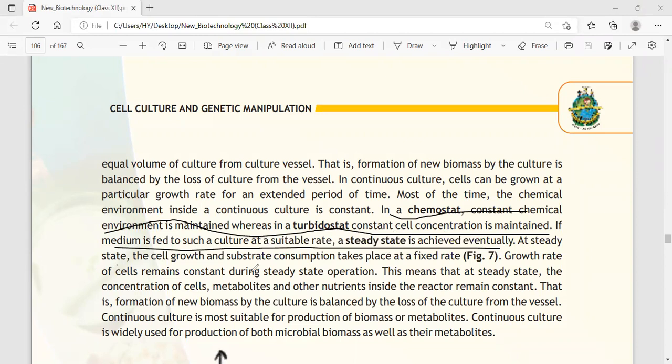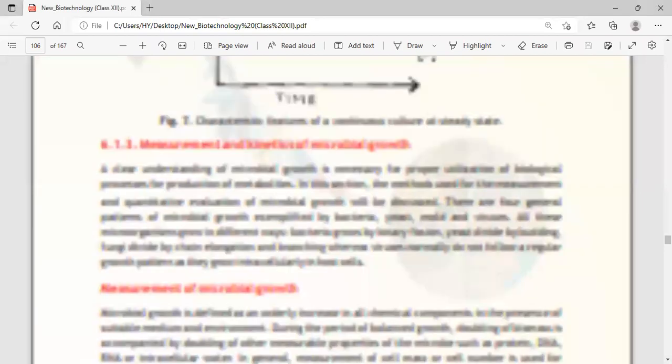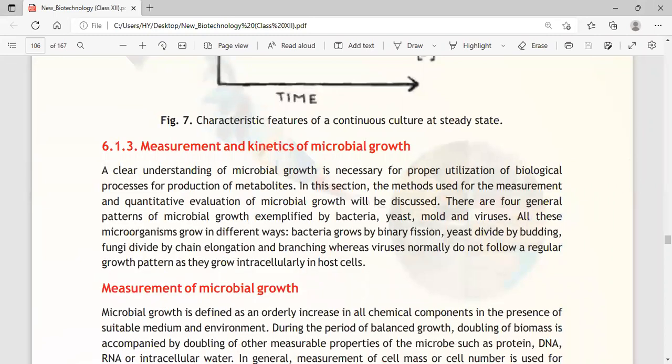At a steady state, cell growth and substrate consumption take place at a fixed rate. The growth of the cell remains constant during the steady state operation. This means that at the steady state, the concentrations of the cell, metabolites and other things are balanced. These are the differences between continuous culture and batch culture. Microbial cultures are done by these methods.